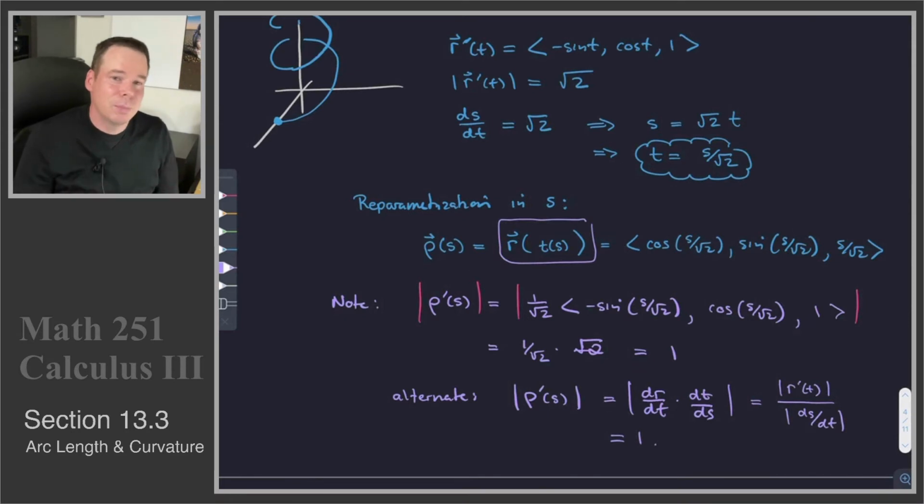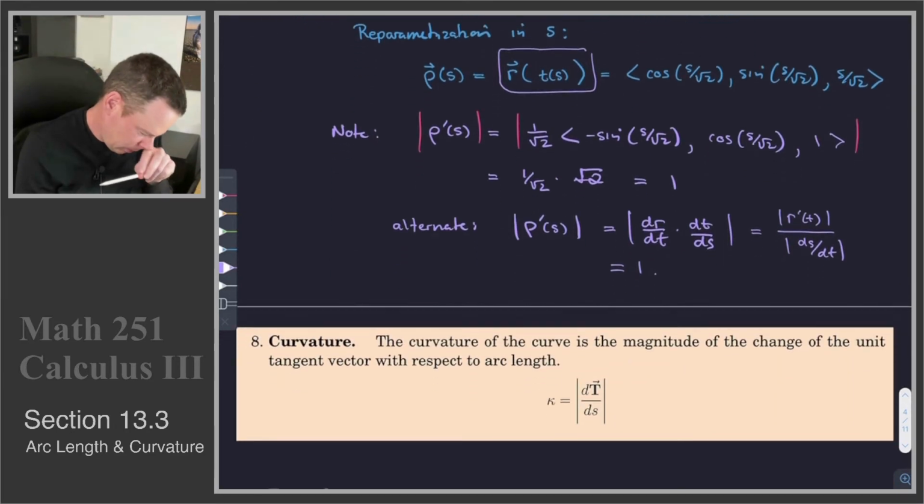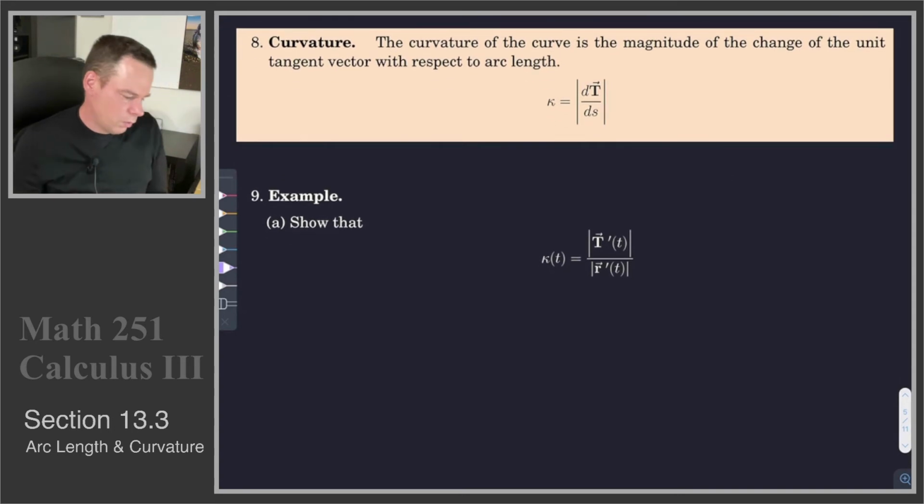And that's nice because that leads to our next concept. The rate of change in that tangent vector will give me an idea of how the curve is bending, because the rate of change in that tangent vector is all about the direction change. It's not about the length anymore, because I've always made it length 1. So that gives rise to this notion of curvature. The curvature of a curve is the magnitude of the change in the unit tangent vector with respect to arc length.